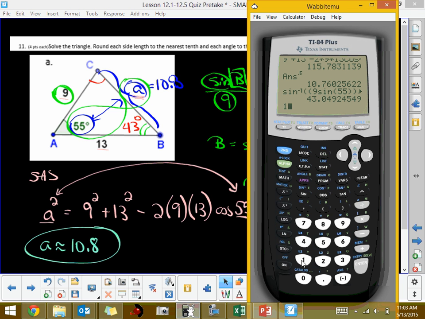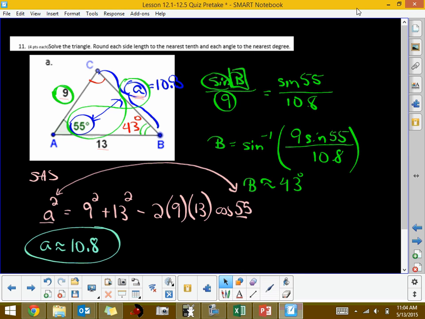We'll run our 180. We'll subtract the sum of the other two angles, which are 55 and 43. And that's the last part of this triangle that we were missing. So that last part is 82 degrees, and we've just solved that triangle. Because now I know all 6 missing parts, all 3 angles and all 3 sides.